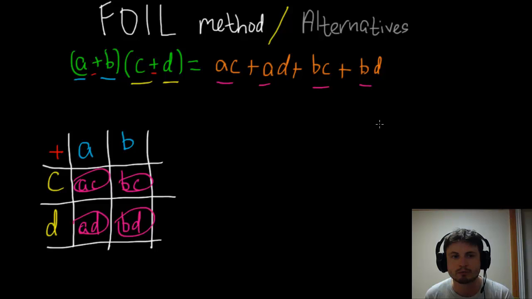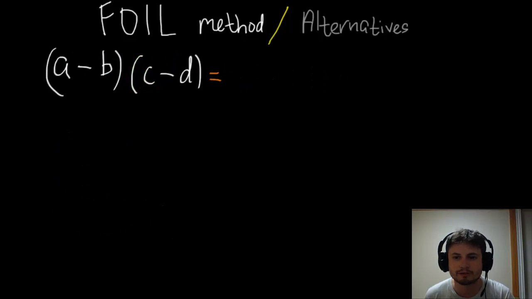Unfortunately, it's a little bit more difficult when it's a minus. So let's just look at this example right here, and this is where everything is a negative. So A minus B times C minus D. If you use FOIL, it really is confusing. So let me just try to use FOIL for this particular method and see if we get it right.